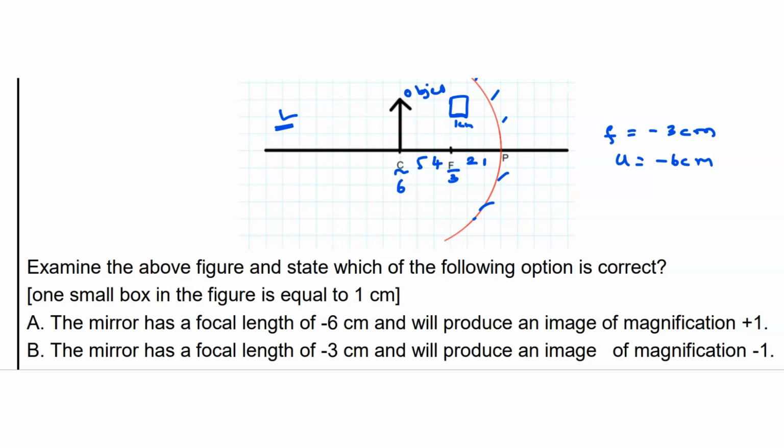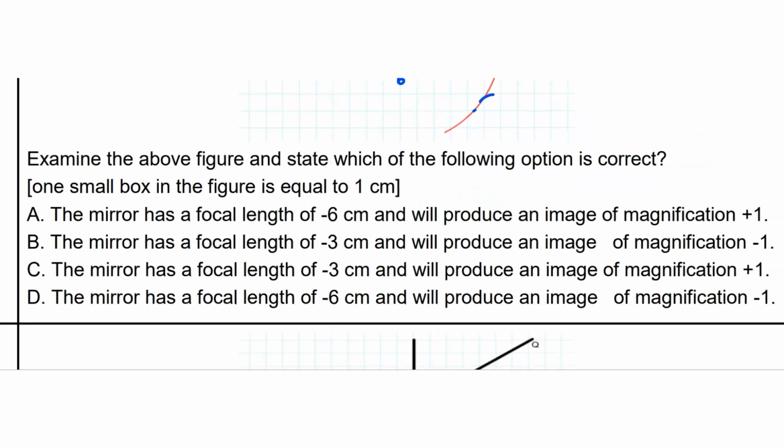So let us see the given options. The mirror has a focal length of minus 6 centimeter. No, they have given the focal length to be minus 3 centimeter. So I can rule out option A. So the answer will be between B and C, right? The mirror has a focal length of minus 3 centimeter. What is the magnification produced?